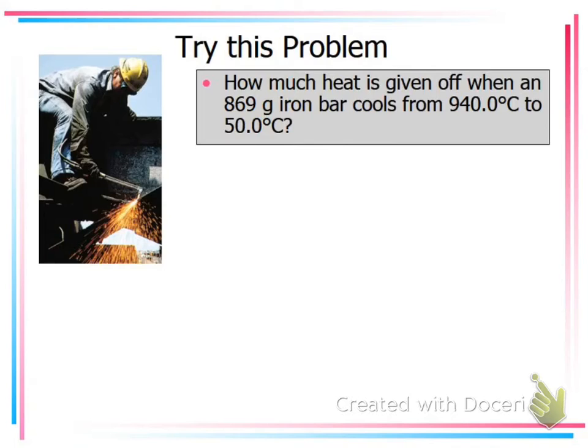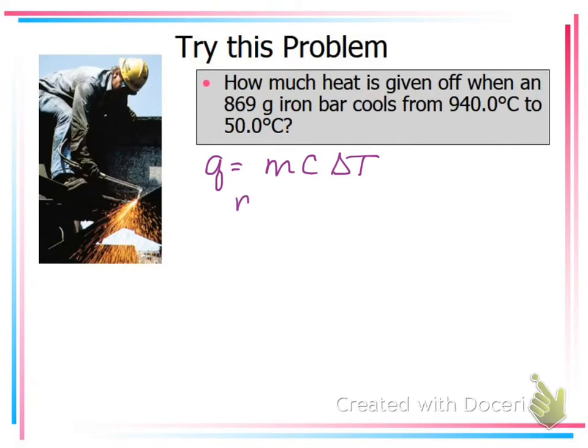So if I give you a formula, you know what that means. We're going to do some calculations. You can probably just use your calculator on your phone. Nothing fancy here. Okay. It says how much heat is given off when an iron bar cools from 940 to 50 degrees Celsius. So first of all, we're going to need to use this formula. Q is equal to mc delta T.